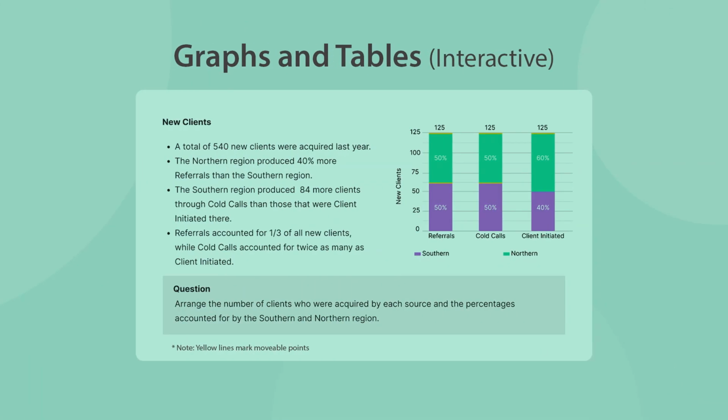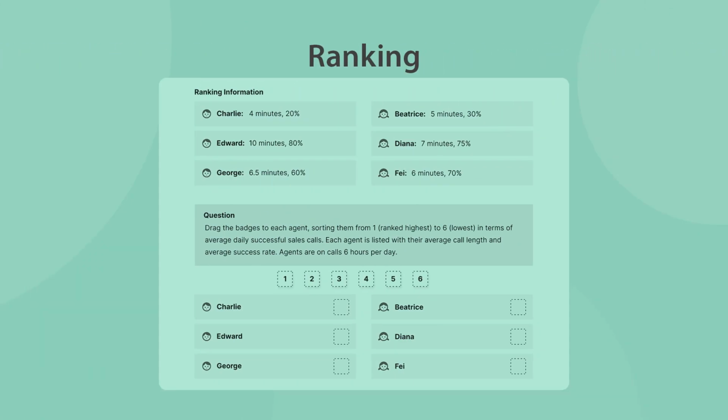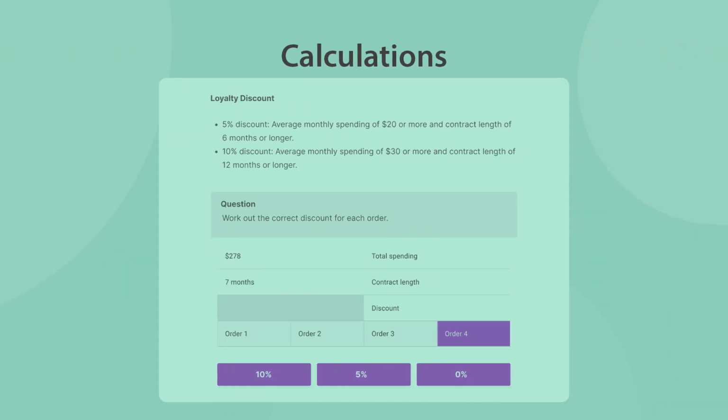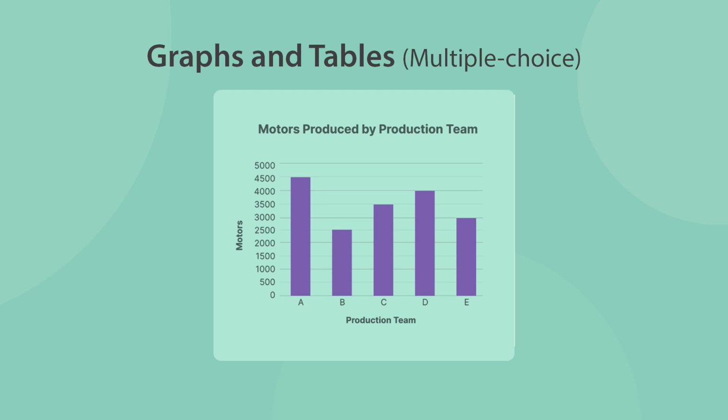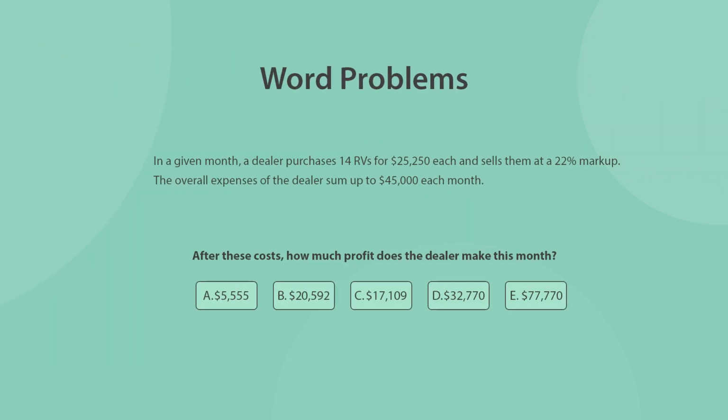Note that while question content is going to be pretty similar in both versions, the structure is pretty different. The interactive version contains 3 question types: graphs and tables, ranking, and calculations. The multiple choice version, on the other hand, contains mostly graphs and tables and some word problems.